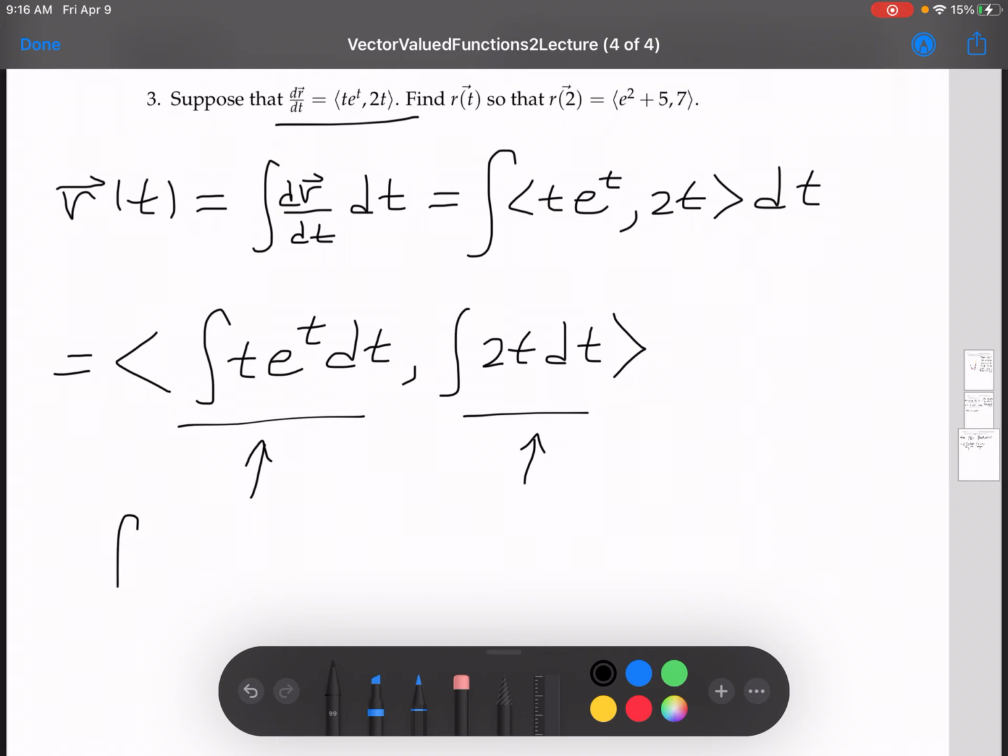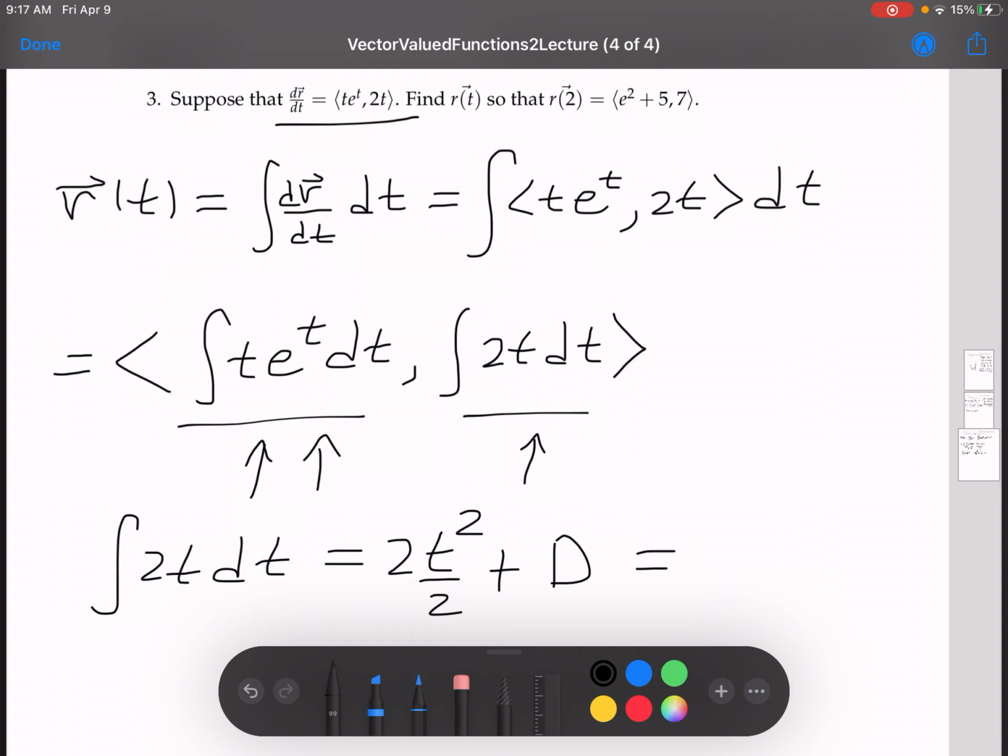Remember that, let's see, 2t dt. This is 2t squared over 2 plus some constant. I'm going to use the constant d because I'm going to use the constant c for this one. And I just want them to go in alphabetical order. There's no real sophisticated reason for that. Let's see, t squared plus d.